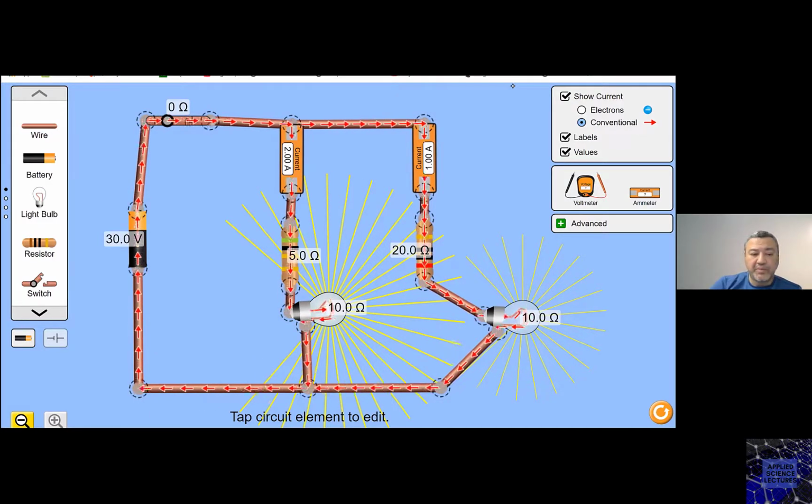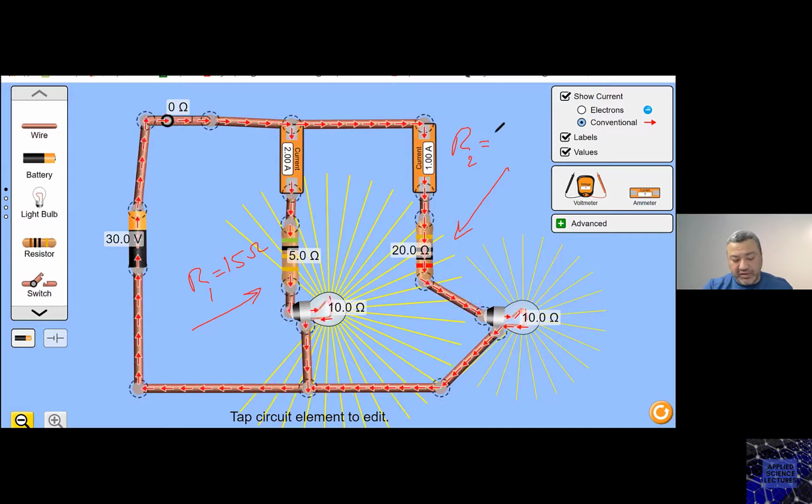So what is the total resistance in this branch? The total resistance in this branch is 15, right? Because I have this resistor, 5. So let me call this one R1. The total is 15 ohm. What is the total resistance in this branch? I have R2 equal to 10 and 20 in series, 30 ohm.